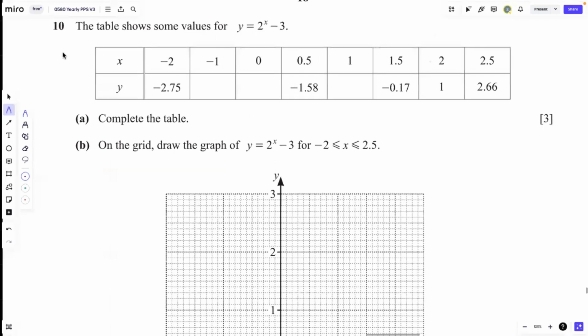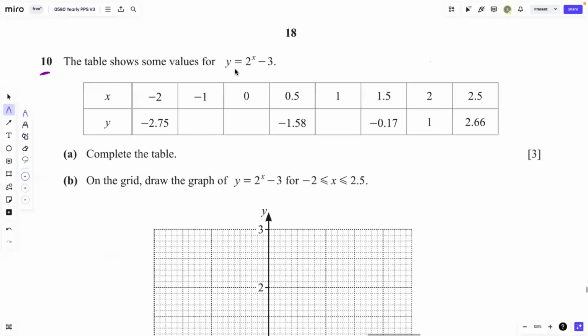Okay, so question 10. The table shows the values for this equation graph. We're supposed to complete the table for the first part. The fastest way you can do this is using the table function. You have the calculator option available. So you use the table function, you put in the equation as 2 to the power x minus 3, using the x key on your calculator, and you put in values starting from -2 ending at 2.5. You'll get all the relevant values that we need.